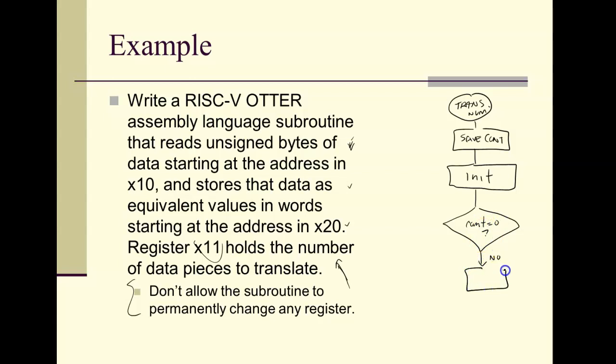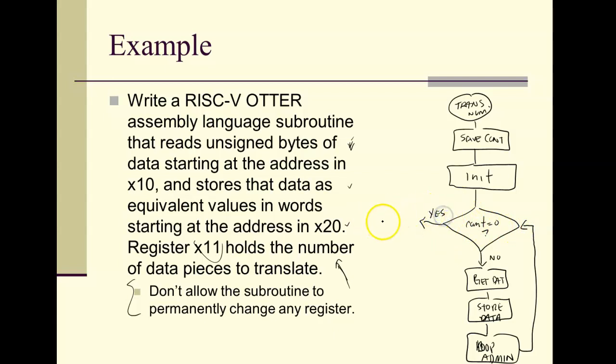When the count's not equal to 0, I'll get some data, store data. Once I store that data, I typically do some loop admin, and then I return back to my loop. If I run out of things to do here, I restore context, and then I should just return after that point. Okay, so that's my flowchart. It's pretty basic. Actually, the body of the loop is really the only thing that happens in this program.